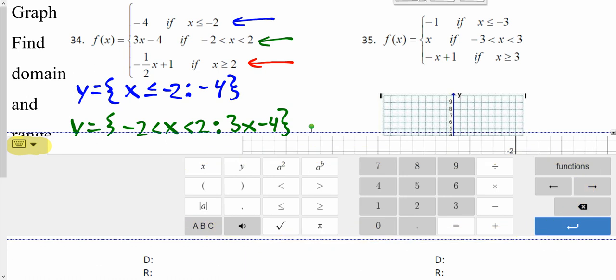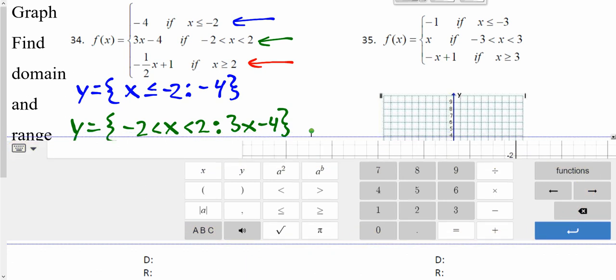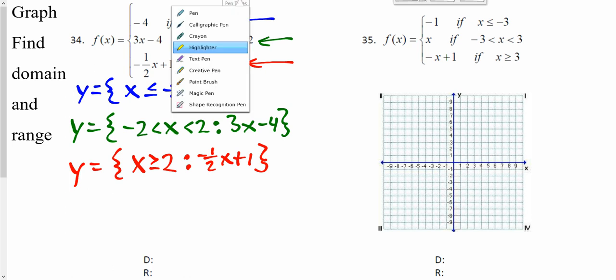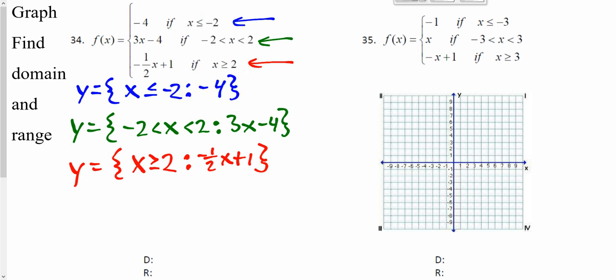So now we need to go ahead and type all that in. Now, remember, you got to go ahead and use those curly brackets, and what's after the if goes before the colon, what's before the if goes after the colon. So type all these into Desmos if you've not done so already.